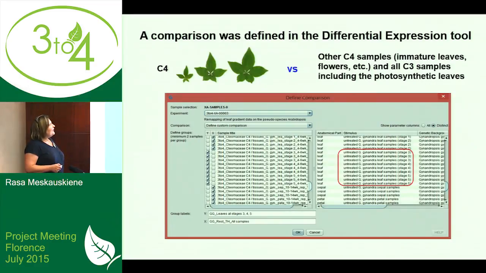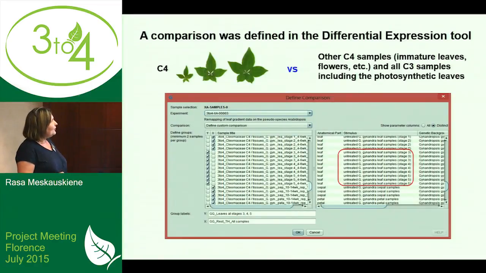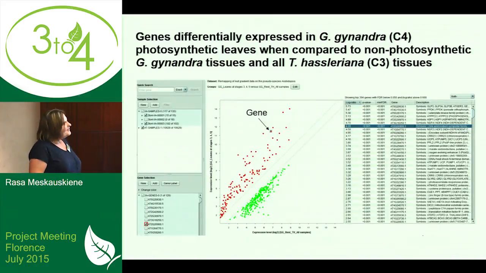So I thought I will compare leaves of the C4 plant, those that can do photosynthesis, so that's those that are able to run the C4 cycle, versus everything else, so versus all other samples of the C4 species and versus all the C3 samples. So I wanted to know what is specific for the C4 photosynthesis. And so that's the result obtained.